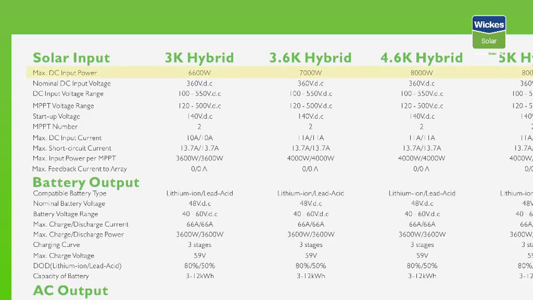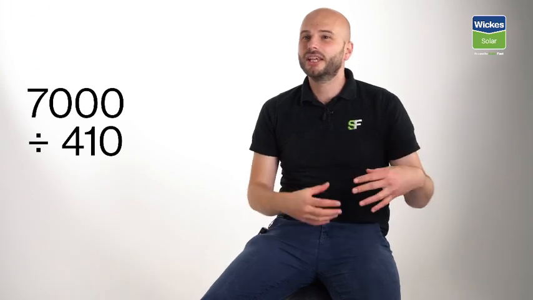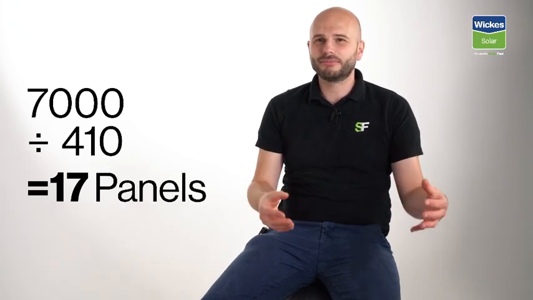So for example, with this one, you've got 7,000 watts. So what you want to do is take the maximum power from one panel. For example, the panels we're doing now are 410 watts. And you take that maximum DC input and you're just doing 7,000 divided by 410. And then you round that number down and that tells you the maximum number of panels you can have on this inverter.